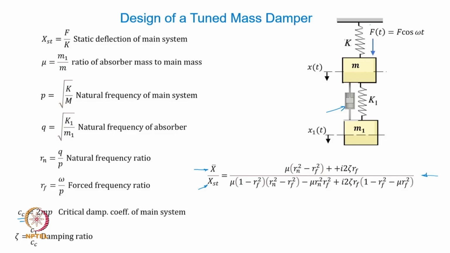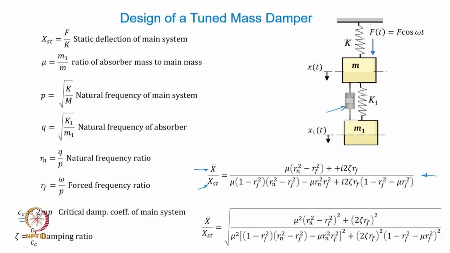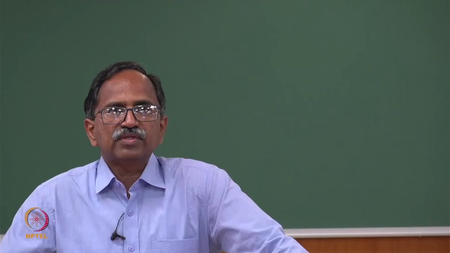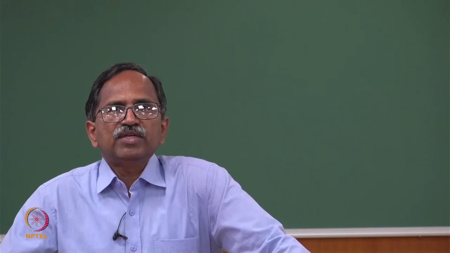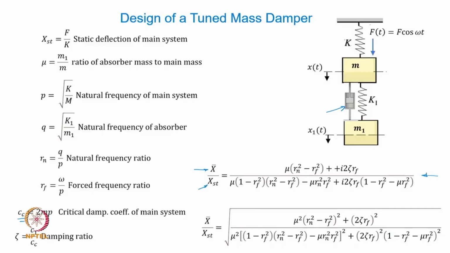Again, don't look too much into these equations. We will definitely discuss what is relevant and important in terms of understanding what this expression actually means. In the numerator and denominator, you will see that these are complex quantities. If you take the absolute value, the response expression turns out to be this, and now it is a function of the mass ratio, natural frequency ratio, and forcing frequency ratio. So it's basically a function of these three quantities, Rn, Rf, and mu.